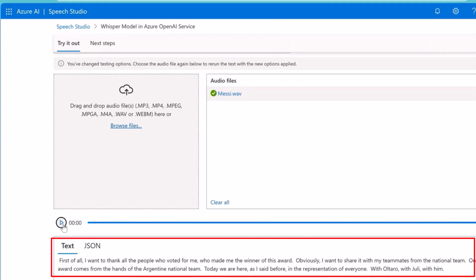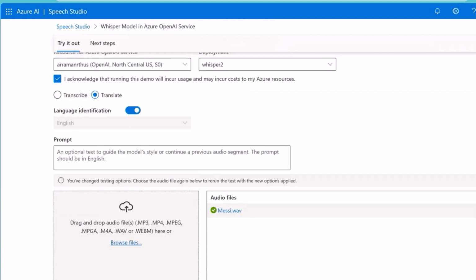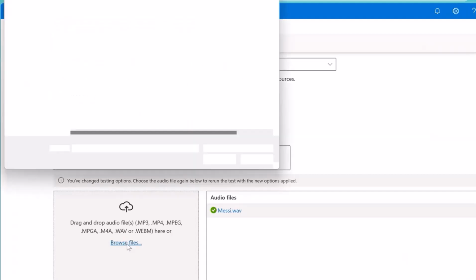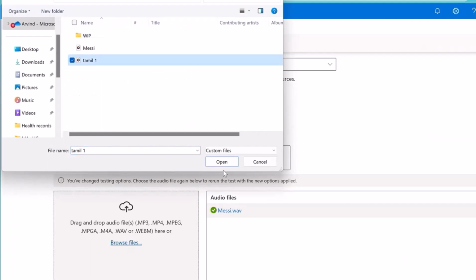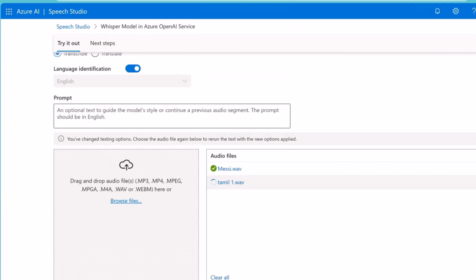Perfect. Awesome. Great. That's great. Yeah. So let's now look at another example where I'm going to pick up a specific Indian language and do a particular transcription of it. Perfect. So in this particular case, I again come to the transcribe options, and I'm just going to pick up a particular discussion that's happened between two colleagues in Tamil.